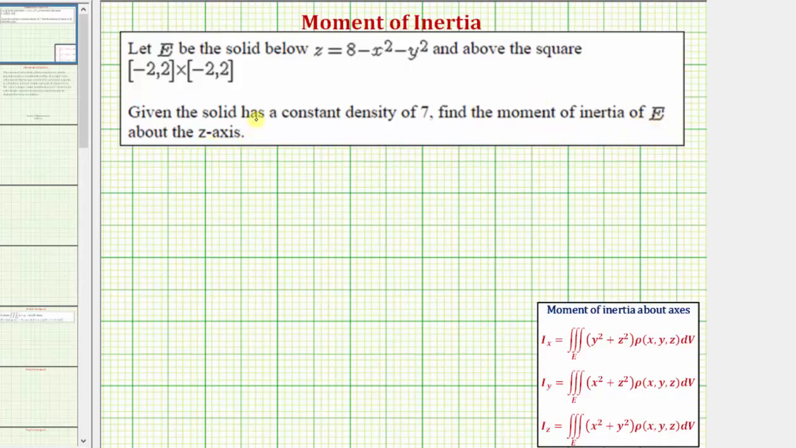the z-axis. The moment of inertia about the z-axis is given by I sub z, this triple integral here, where we have the triple integral over the region E of the quantity x squared plus y squared times rho of x, y, z, where rho is a density function, which in our case is just the constant 7. Let's begin by looking at the solid region E in space.